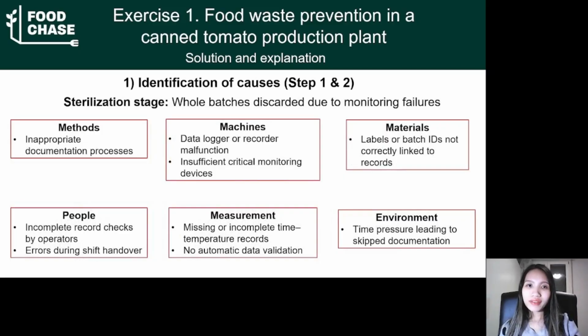The second waste or loss of this stage is batches discarded due to monitoring failure. So when the plant is unsure about the safety of a batch, it's better to discard the entire batch. It's better safe than sorry. In the method category, we have inappropriate documentation process. In the machine category, there could be data logger or recorder malfunction.